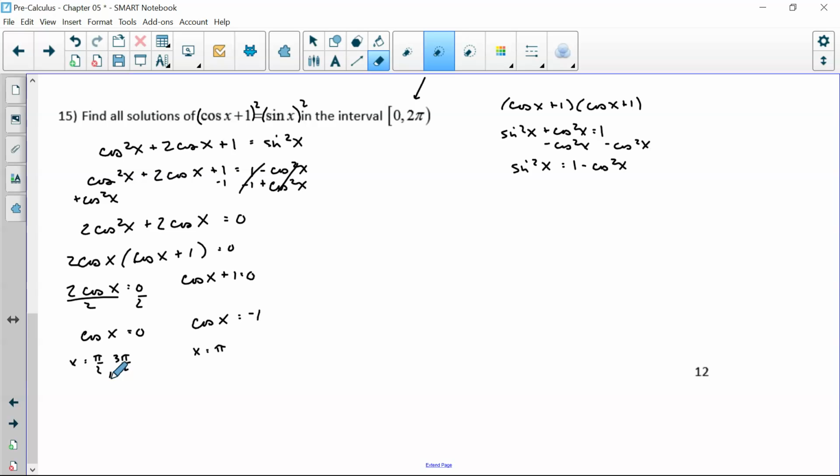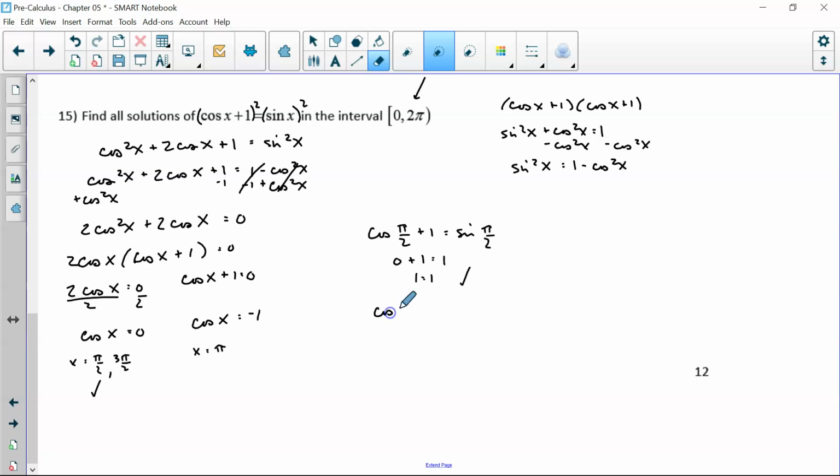So when we do that, we always go back into the original. The cosine of pi over 2 plus 1 equals the sine of pi over 2. Now the cosine of pi over 2, that's 0, plus 1 equals, and now the sine of pi over 2 is 1. 1 equals 1, which is valid. So pi over 2 is good.